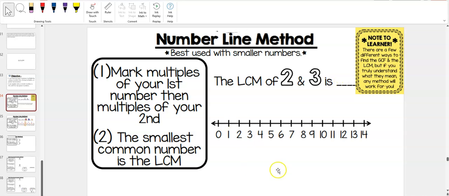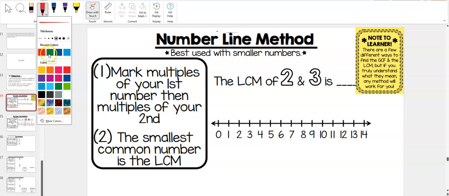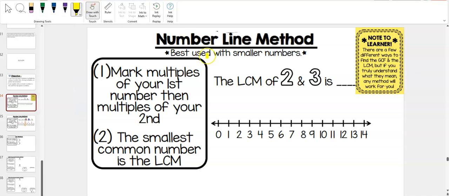So the first one we're going to look at is not one that I would use very often, but it is one that kind of helps us explain what least common multiple is, so I do like to go over it, and it is best used with those really small numbers, okay? You guys are always welcome to use this. But like I said, this probably wouldn't be my go-to for most things unless I really struggled with my multiplication facts.